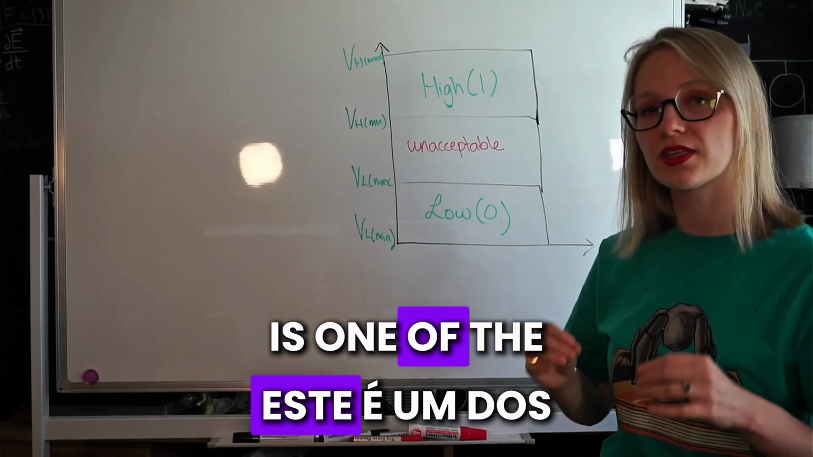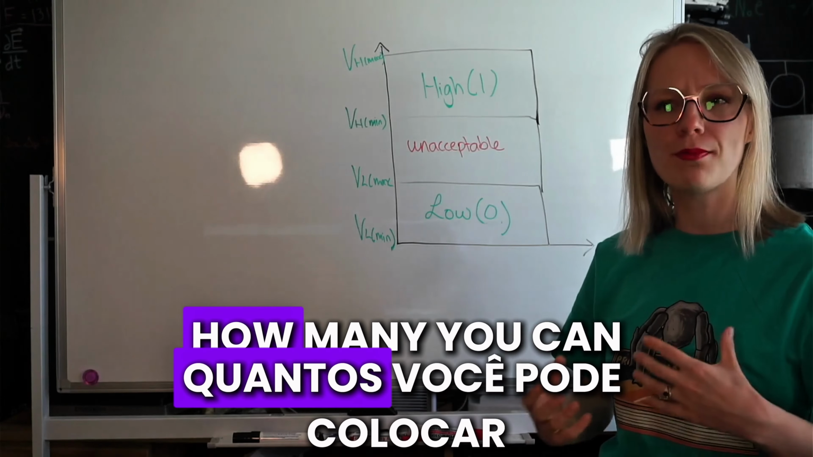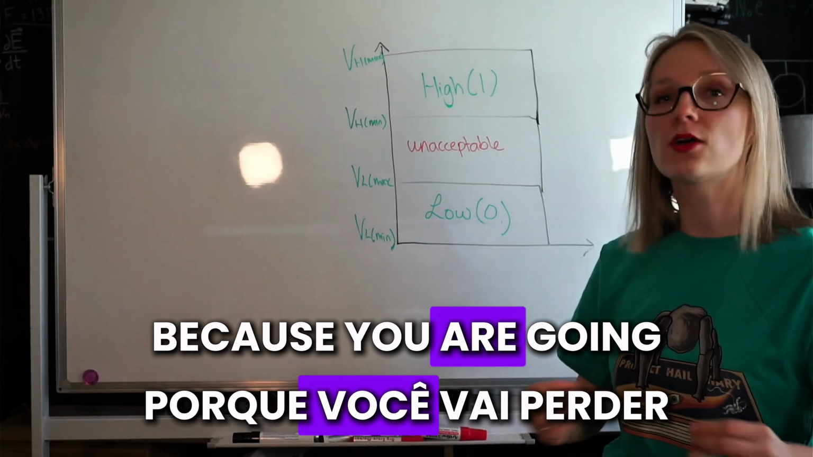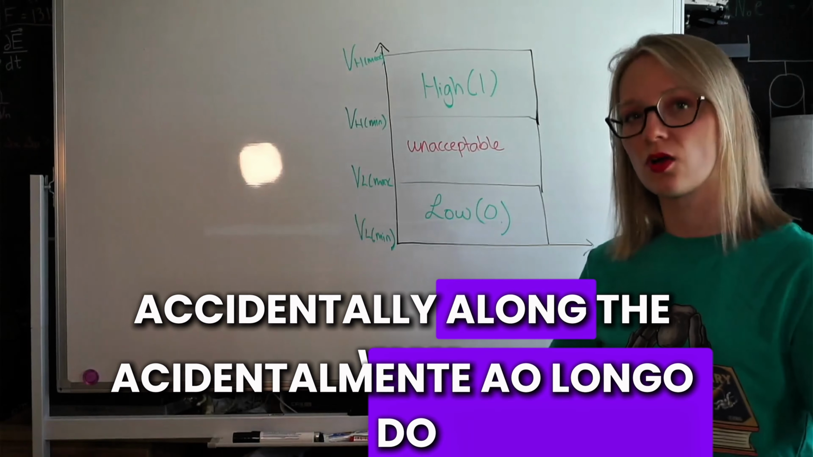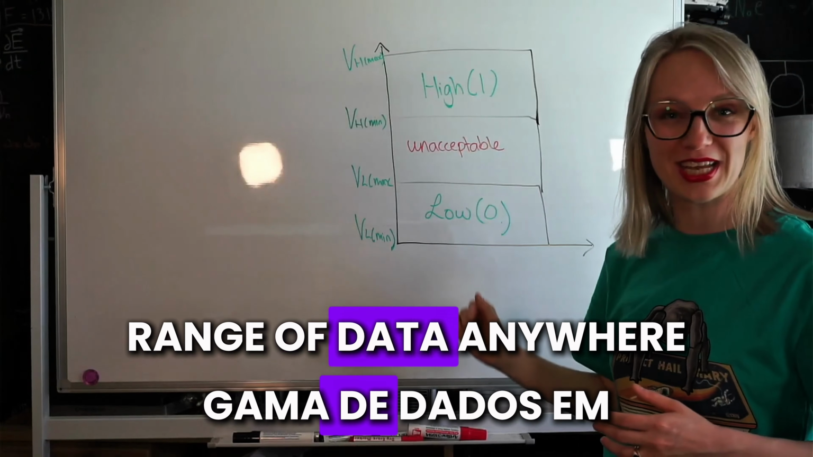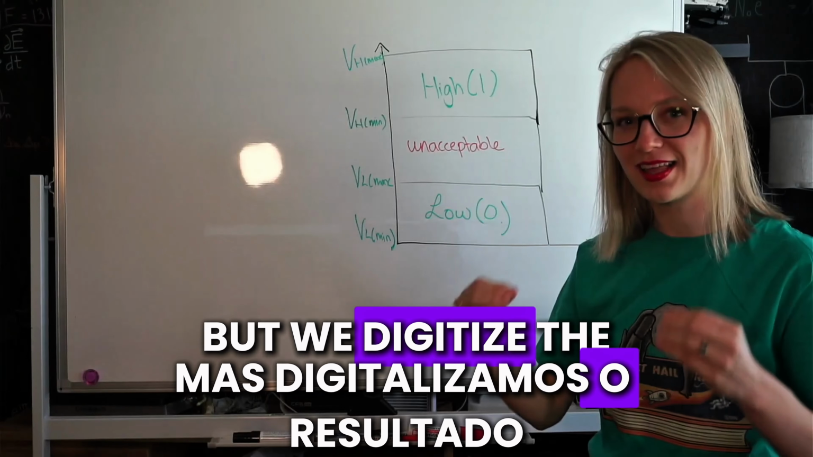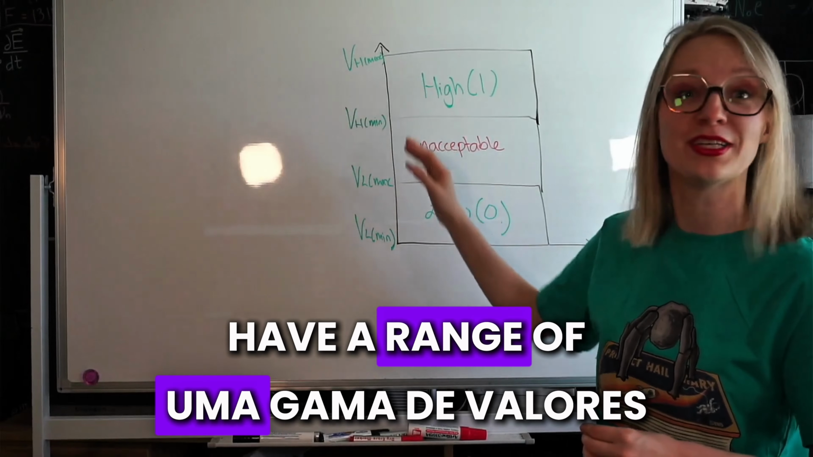This is one of the technological limits of logic gates and systems: how many you can put into series and parallel, one after the other, because you are going to lose voltage or you are going to gain voltage accidentally along the way. So it's kind of interesting that we actually have an analog range of data, anywhere between 0 and 5 volts, but we digitize the outcome, 0 or 1, even though it can have a range of values.